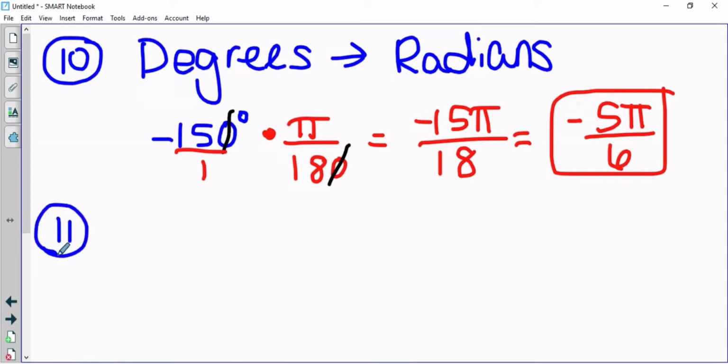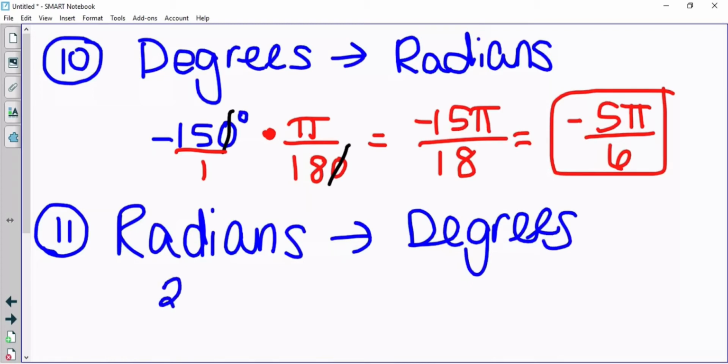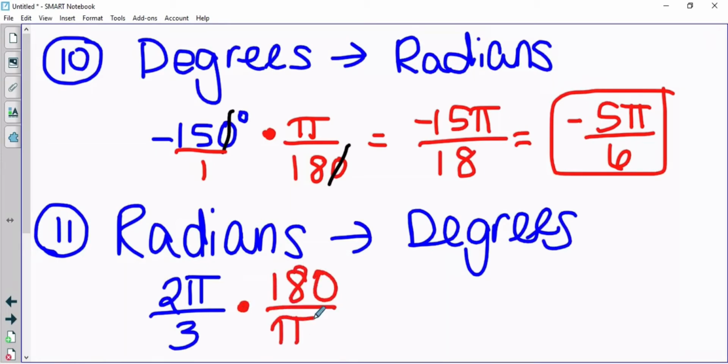Let's try the other way. So let's convert a problem from radians over to degrees now. And we can try 2 pi over 3. Let's use that one. So I'm giving you that in radians, and we've got to convert it over to degrees. So I'm going to multiply by 180 over pi.